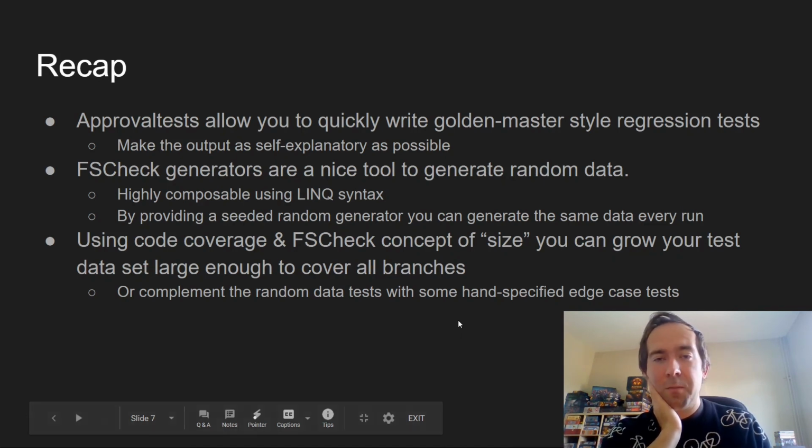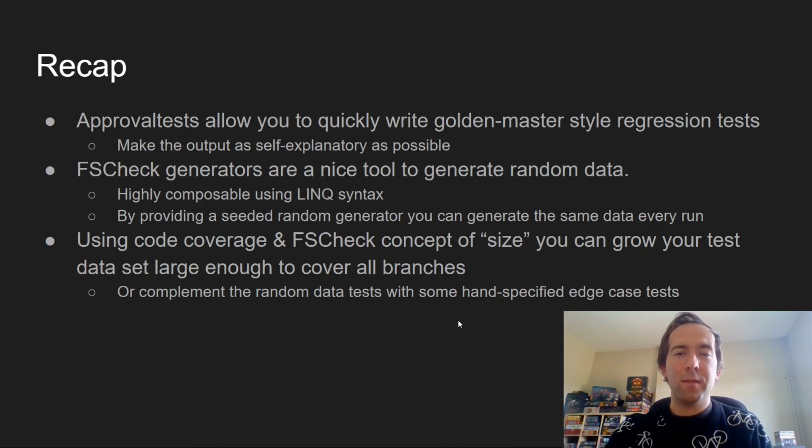And that's basically it. So this was golden master testing using approval tests and FsCheck to generate a safety net around legacy code. And now you can get started refactoring without looking back and with a huge safety net in your back.